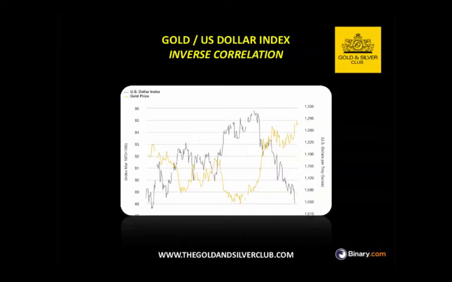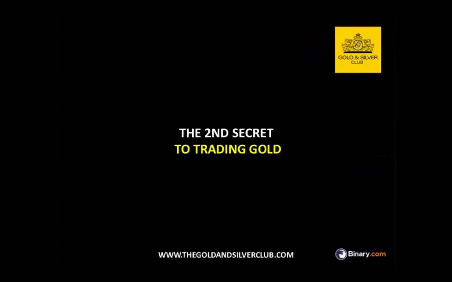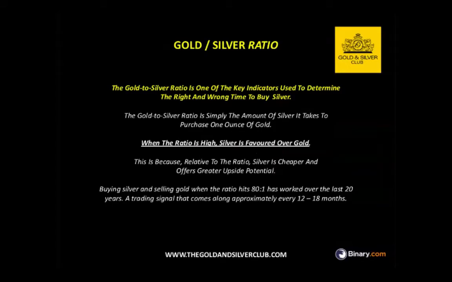So gold's at 6-month highs. You've got the dollar at the moment trading near the 1-month low. So we're definitely seeing that inverse correlation play out at the moment with the prices. Now, the second secret to trading gold to be aware of, alongside FOMC statements, non-farm payroll, and US dollar inverse correlation, is the gold to silver ratio.